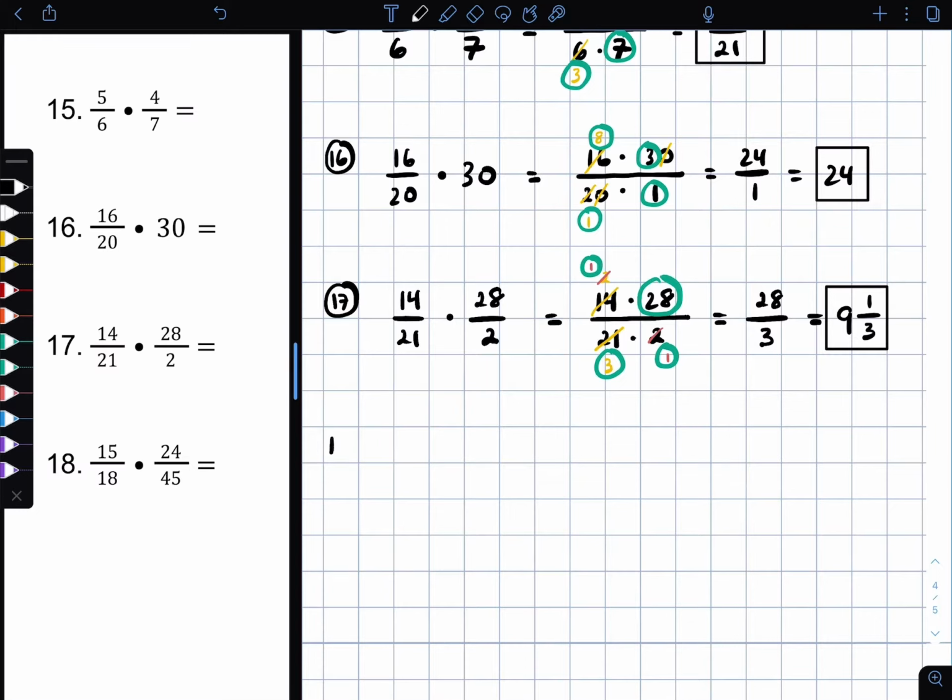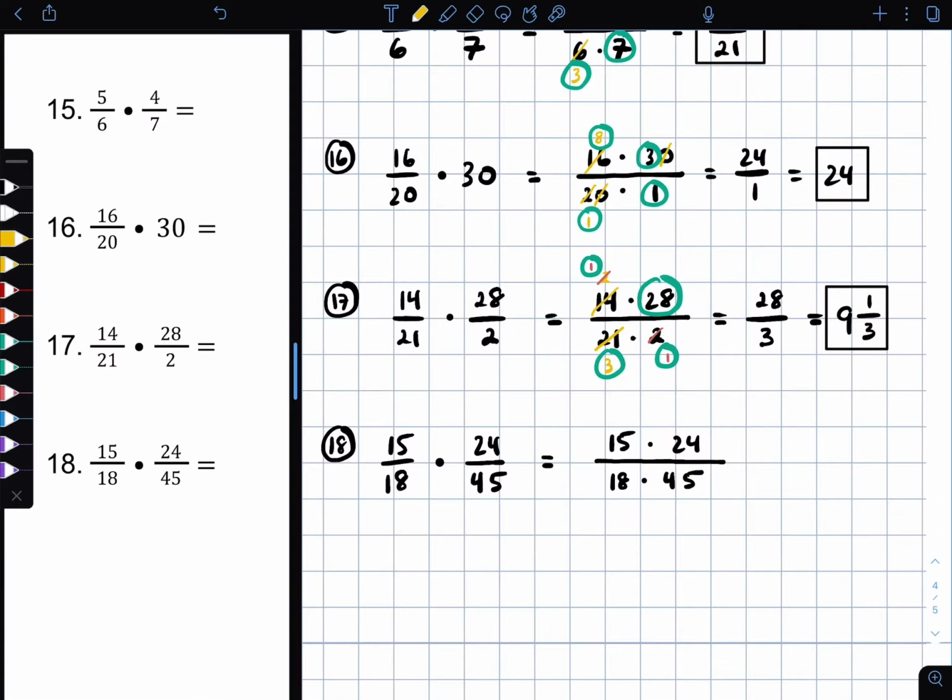And let's go ahead and write number 18. I think I have enough room down here to fit it. So we have 15 over 18. And let's multiply that by 24 over 45. And let's see here. It's going to be 15 times 24 on top, and then 18 times 45 on bottom.